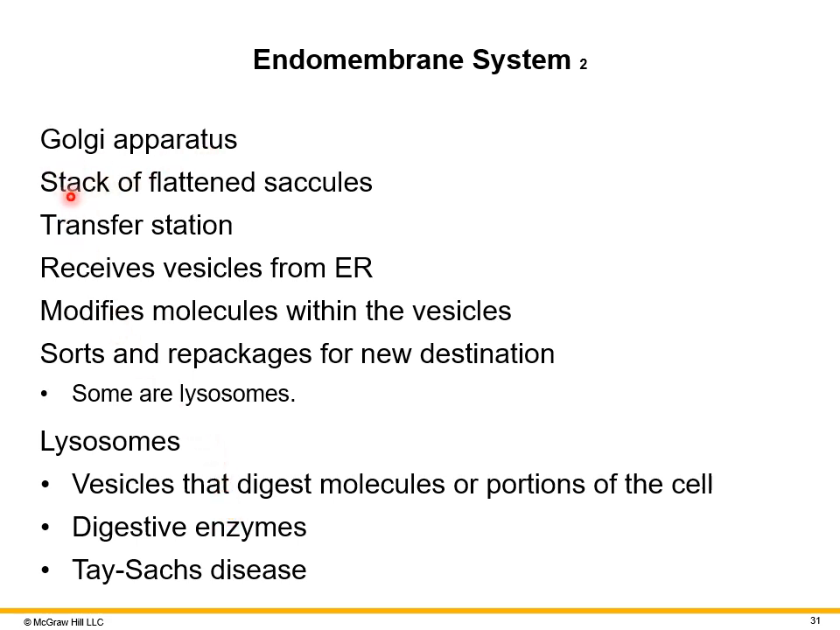The Golgi apparatus is composed of a stack of flattened saccules, just flattened membranes. This is known as the transfer station. It's kind of like the USPS, the mailing building. It receives the vesicles from the rough endoplasmic reticulum or the smooth endoplasmic reticulum. It further modifies them, sorts them, and packages or repackages them for a new destination in the cell. That new destination can actually be the lysosomes.